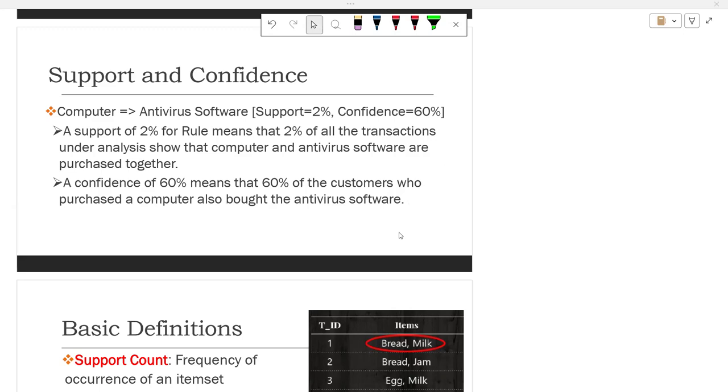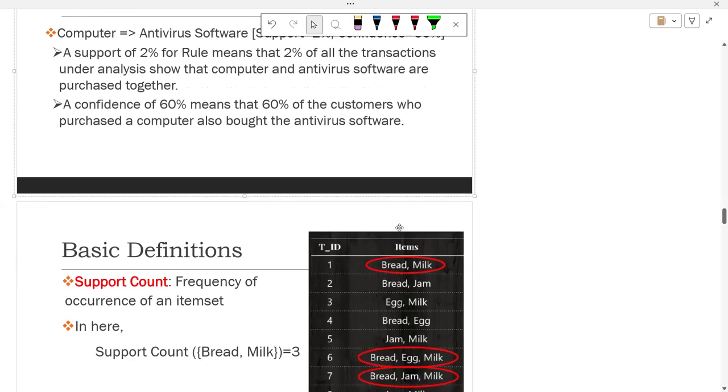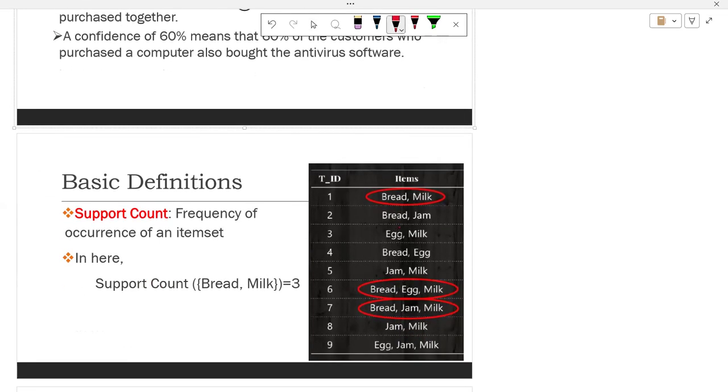Now we will look at how we can calculate the support and confidence, the numeric values. Before you calculate the support, you need to calculate the support count. Support count means how many occurrences of a particular item set there are. That is what we call the support count.